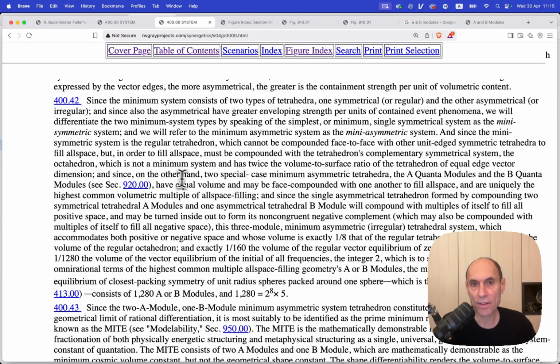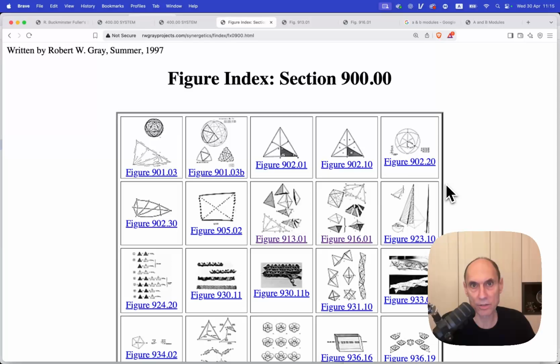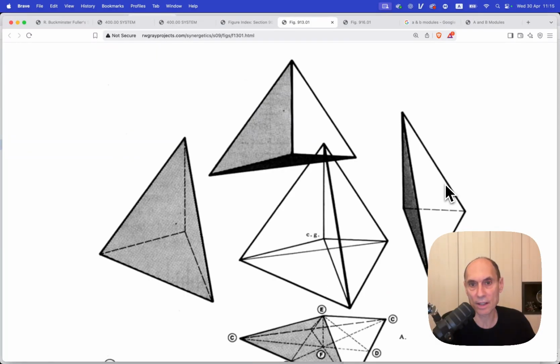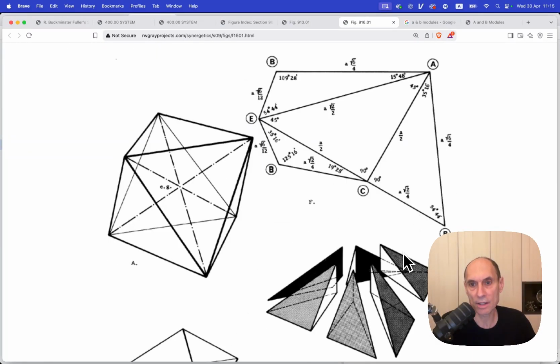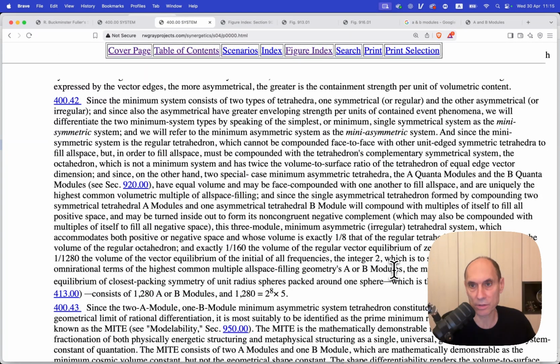And since, on the other hand, two special case minimum asymmetric tetrahedra, the A quantum modules and the B quantum modules, have equal volume and may be phase compounded with one another to fill all space. So the A and B that I mentioned would be coming up. The A looks like this, and the B looks like this. These can be put together to fill all space, and we'll look at a diagram soon, and are uniquely the highest common volumetric multiple of all space filling.